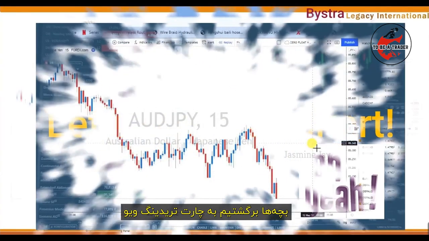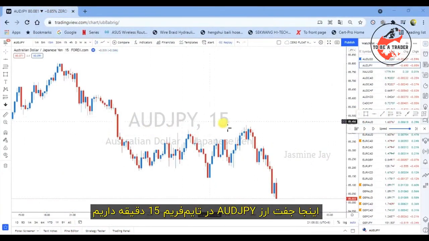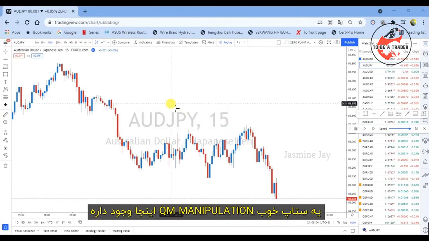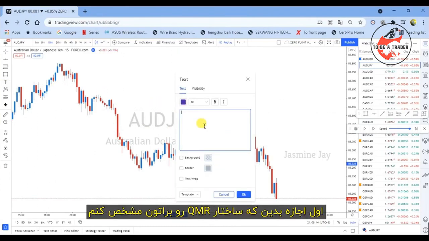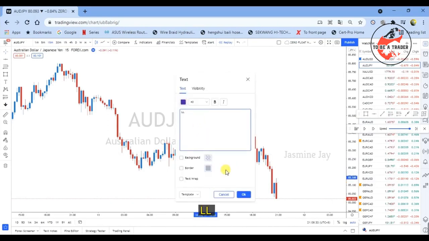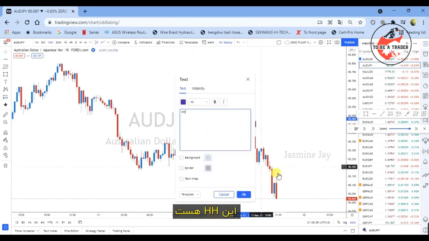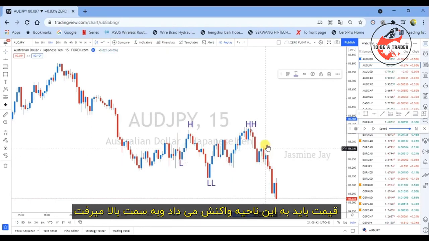Let's go guys! We are back on our TradingView chart. Here we can see the pair AUD JPY on the M15 chart, there is a potential QM manipulation setup. First, let me mark for you the post QM structure, which is the low, this is the low, high, lower low. This is the higher high. So price was supposed to react to this area and then continue to go upward.